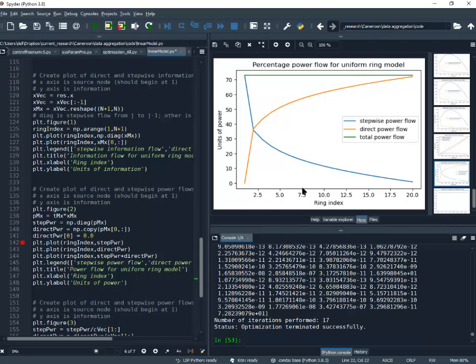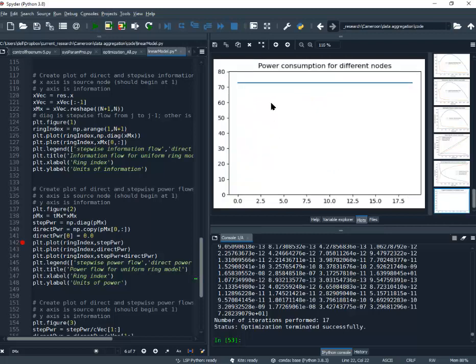These markings are not good. I would like to make these integers. Maybe you can help me with this. This is the ring index. It should not have 2.5. There is no ring 2.5. There's only 1, 2, 3, 4, etc. All right, I think that's the last one.